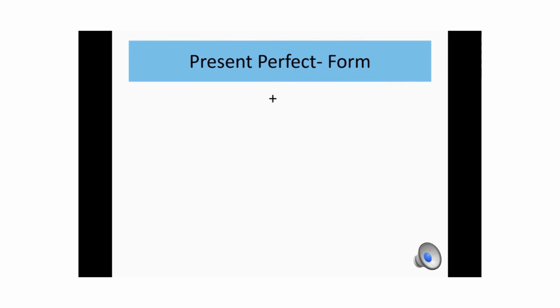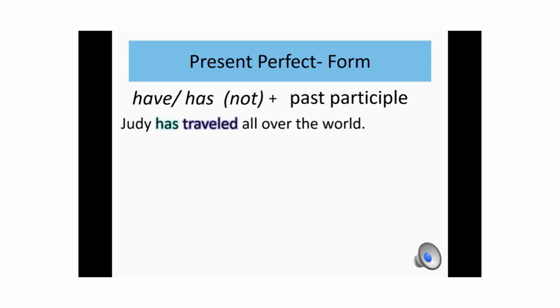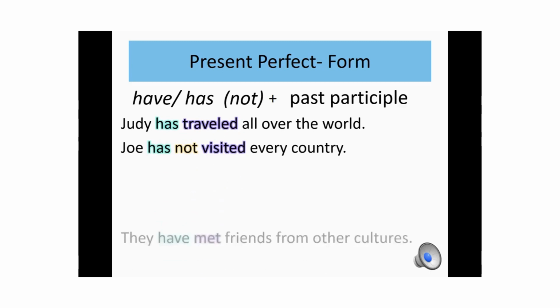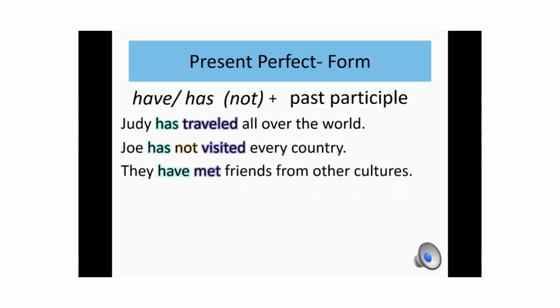Okay, let's look at how we make the present perfect. We need the verb have or has, and not if we want to make a negative, and a past participle. For example, Judy has traveled all over the world. Joe has not visited every country. They have met friends from other cultures.